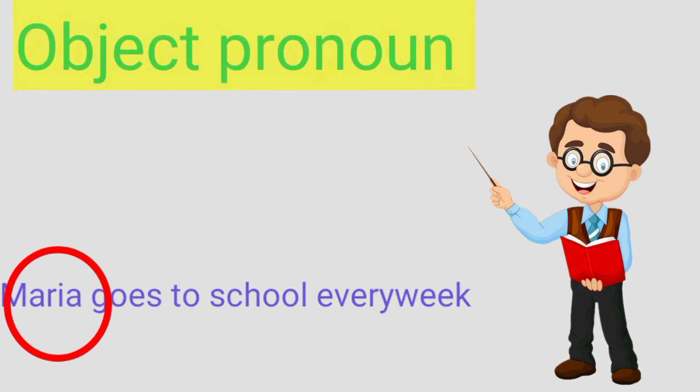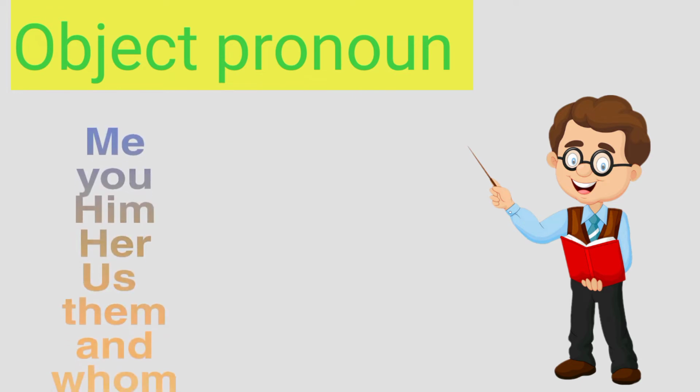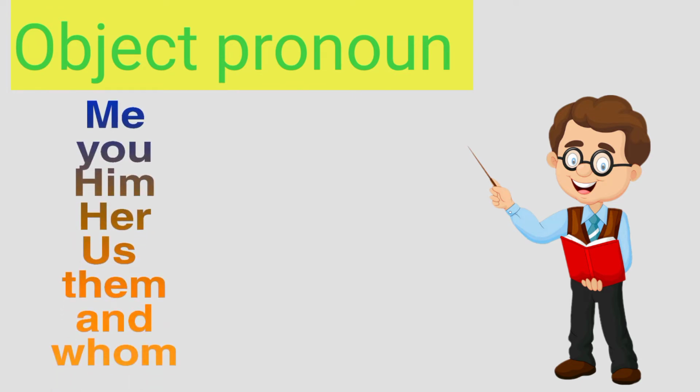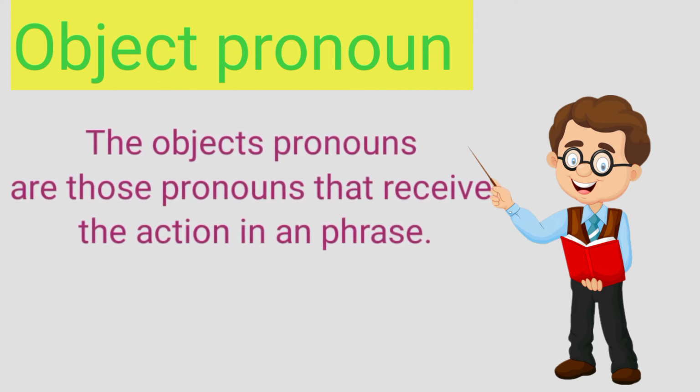Object pronoun. The object pronouns are me, you, him, her, us, them, and whom. The object pronouns are those pronouns that receive the action in a phrase.